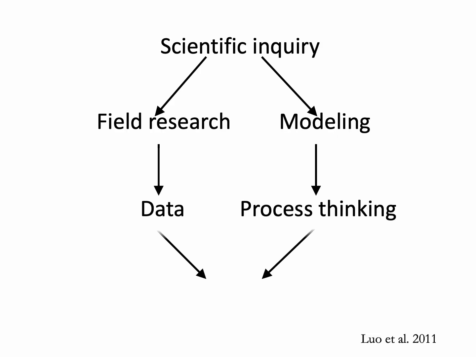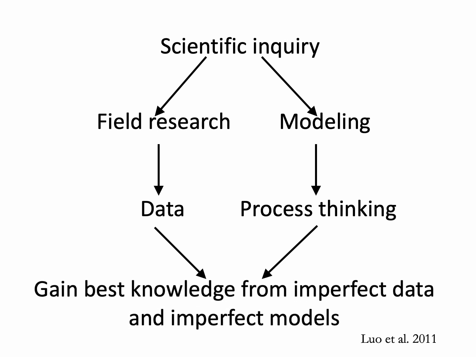Modeling is one approach to scientific inquiry, mainly through process thinking. Data are obtained from field or laboratory research, which is also an approach to scientific inquiry, through a snapshot of the state of ecosystems at the time when the observation was made. The two approaches acquire information on different aspects of an ecosystem. One is through recording the states of the ecosystem, the other is through process understanding. Integration of a model and the data will help gain the best knowledge from imperfect data and an imperfect model.